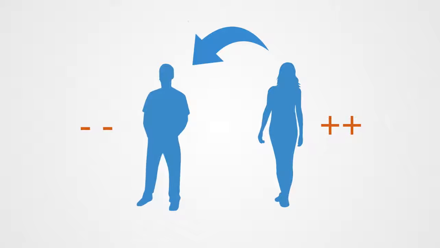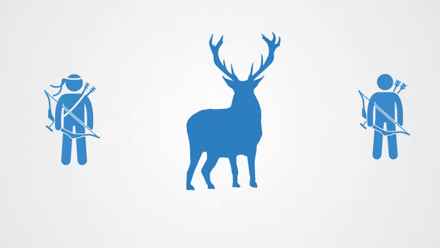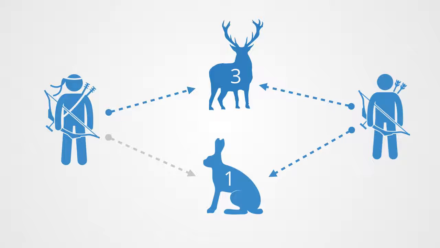To illustrate this, let's take the game called the Stag Hunt, wherein two individuals go out on a hunt. Each can individually choose to hunt a stag or hunt a hare. Each player must choose an action without knowing the choice of the other. If an individual hunts a stag, they must have the cooperation of their partner in order to succeed. An individual can get a hare by themselves, but a hare is worth less than a stag.